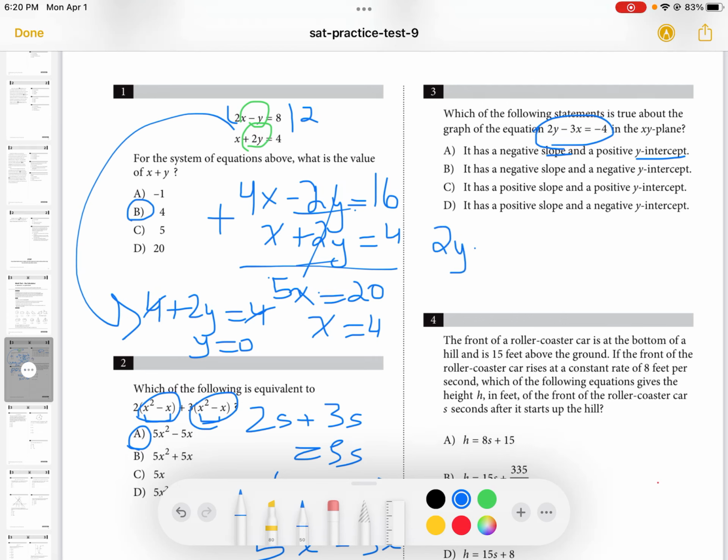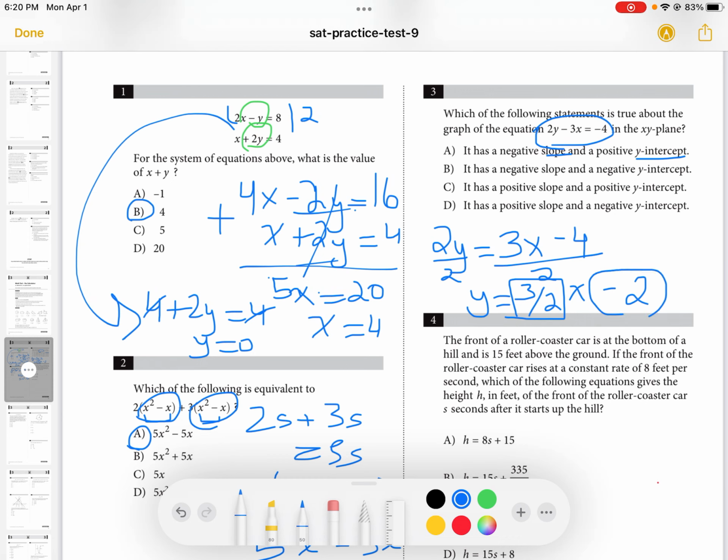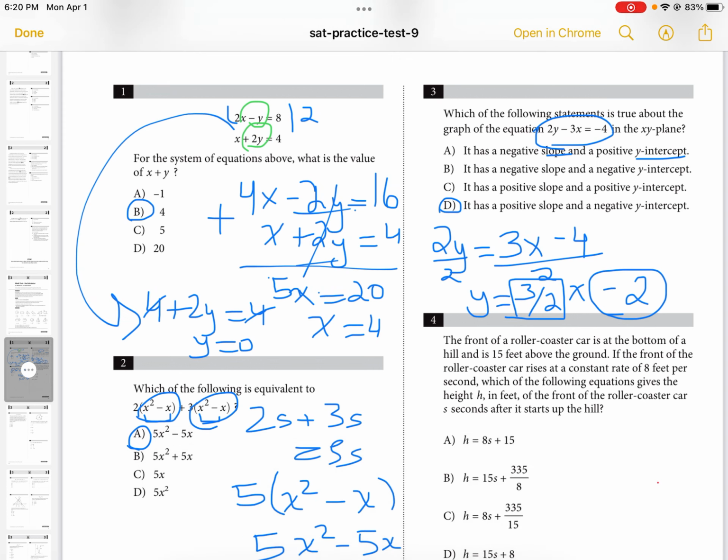So 2y is equal to 3x minus 4 if we isolate the y, and then we have to divide by 2 to get y by itself. So y will be equal to 3 halves x minus 2. So in our equation, we know that we have positive slope and negative y-intercept. And that corresponds to answer choice D. And we can move on.